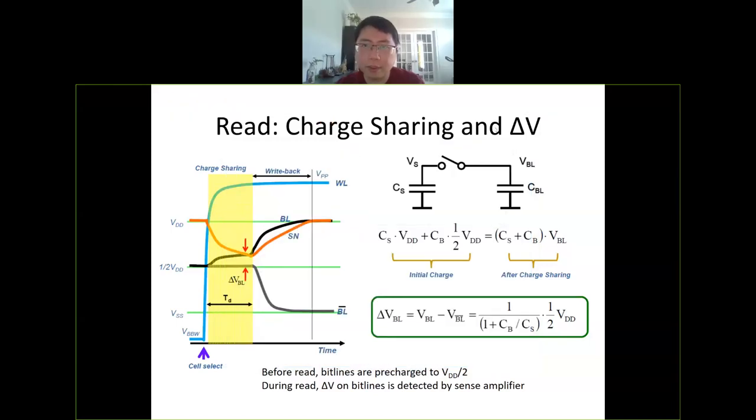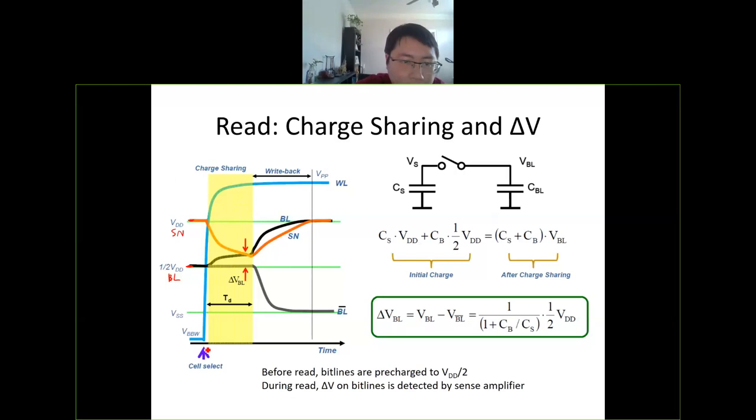Okay, so let's look at the readout process in more detail. We described what will happen if you read out 1, so let's look at the waveform from this timing diagram. Initially, your bit line will be precharged to half VDD. This is your bit line. And in this case, we read out 1, so your storage node will be VDD.